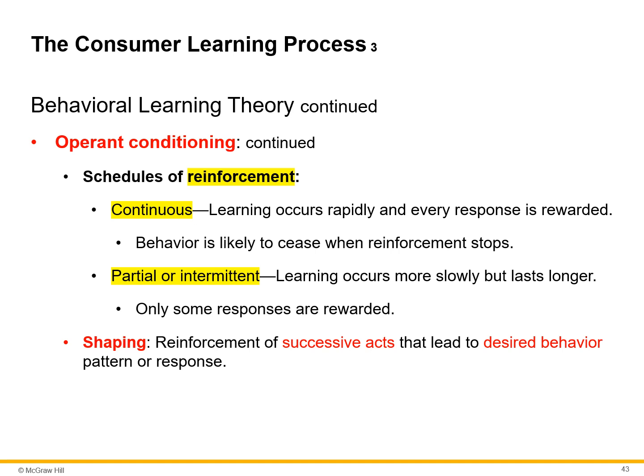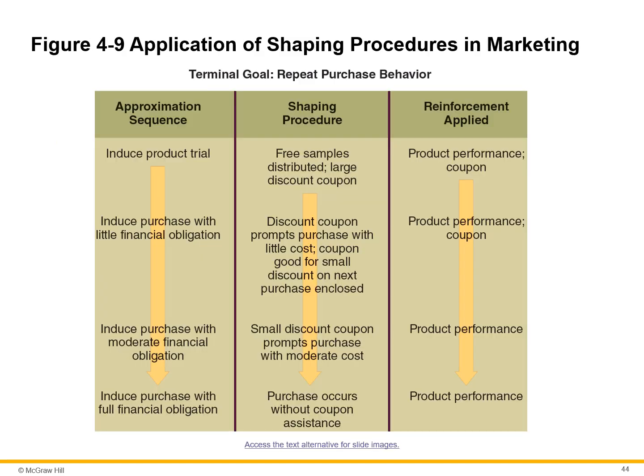There's a term called shaping. Shaping means the reinforcement of successive acts that lead to a desired behavior pattern or response. This is also in operant conditioning. Let me give you an example here: application of shaping procedures in marketing. The terminal goal here is repeat purchase behavior. We want consumers to buy our product repeatedly. How do we shape that behavior? This is the sequence here.